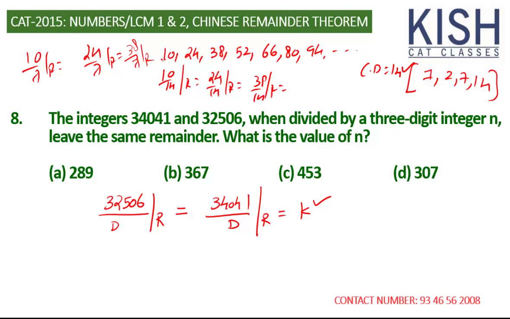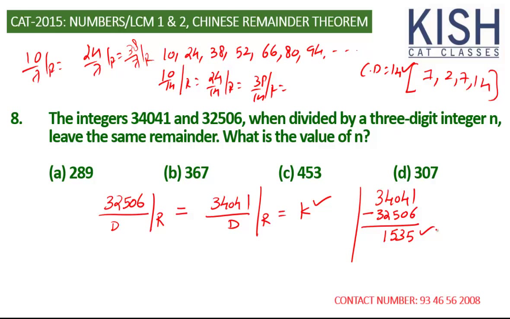Now we can apply that here. Imagine that these are two terms of an arithmetic progression. The difference between these two is the common difference, that is 34041 minus 32506, which is 1535. When we divide these two numbers by 1535, we get the same remainder. Or else, when we take the factors of 1535, we get the same remainder.